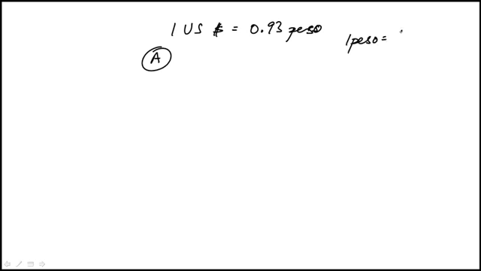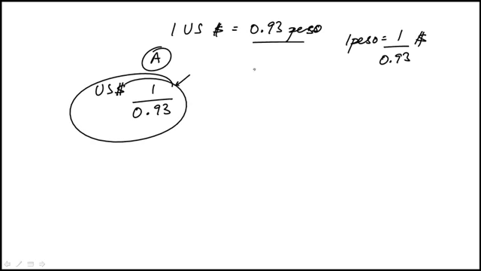So in this problem, we're given that 1 US dollar is equal to 0.93 Argentinian peso. And if you look at quantity A, it says the dollar value of 1 Argentine peso, according to the table. So 1 peso would just be 1 over 0.93 US dollars. So I just divided both sides by 0.93. So quantity A is going to be 1 over 0.93 US dollar. And I'm actually not going to compute this because I just need to compare it to quantity B.